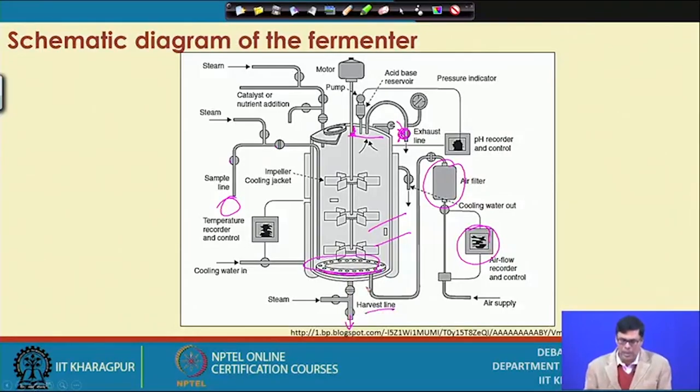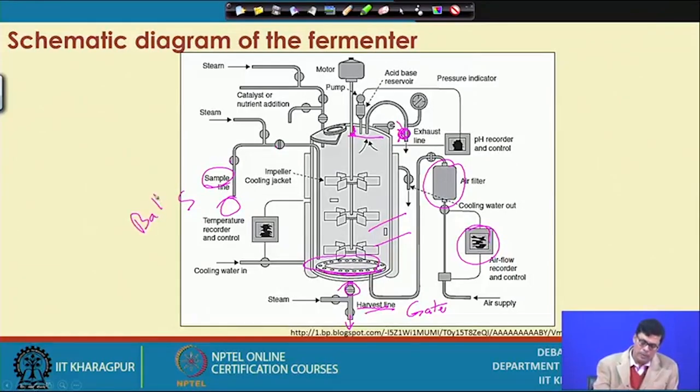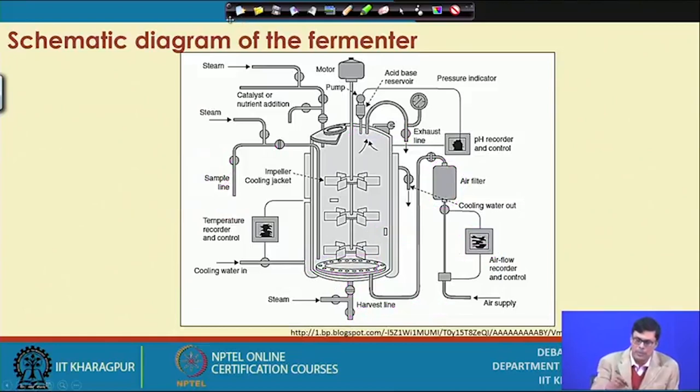pipeline. Now here I want to point out the different types of valve we use. The same type of valve is not used for all purposes. For example, for harvesting, we always use the gate valve. Am I right? And in the case of sampling, we use a ball valve. Why a ball valve? Because we can instantaneously open and instantaneously close. That is why you can use that.